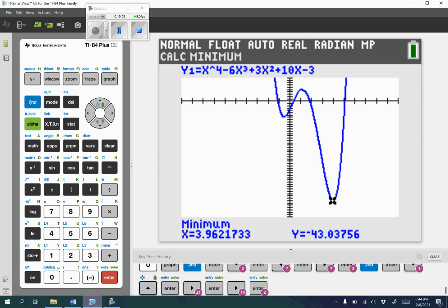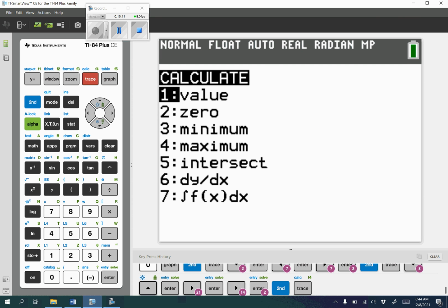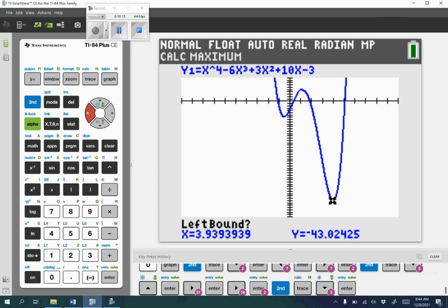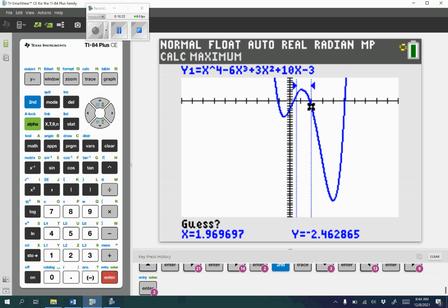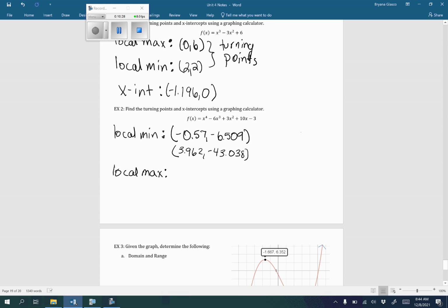Okay, local max. We do second trace. Now we do number 4 for max. I have to move back over to go to my left side. Here we go. Go over to the right side. And here's our answer here. So we're going to write it. And these are the turning points.